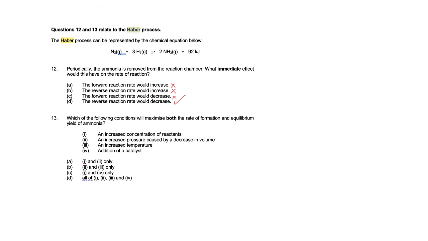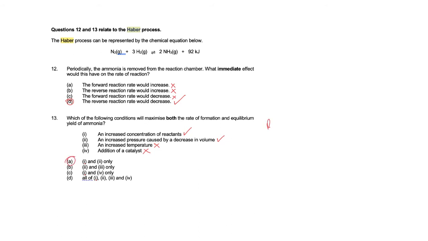That makes sense. Right. Which of the following conditions maximize both rate of formation and equilibrium yield of ammonia? Increase concentration of reactants, yes for rate, yes for yield. Increase pressure caused by a decrease in volume, yes for rate, yes for yield as well, right? Because this makes less particles. Increase in temperature, yes for rate, no for yield. Addition of catalyst, yes for rate, no for yield. Okay, so therefore it's just 1 and 2 there.